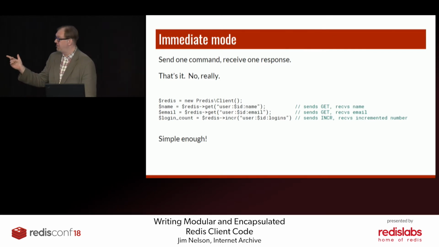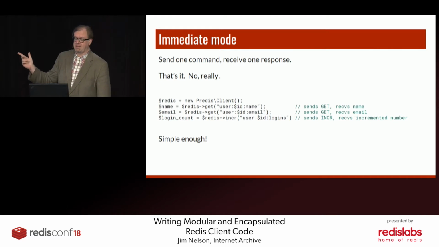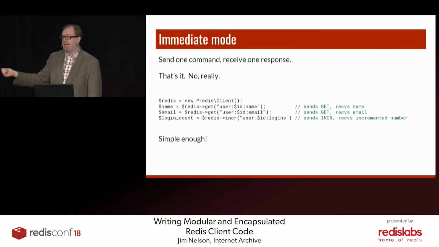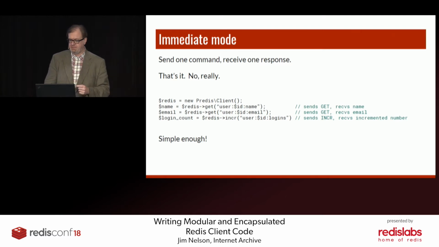So here you see some PHP code where we instantiate a client object. We do a GET, and we get back the name. We do another GET, we get back the user's email. We do an increment, and we get back the login count. That's it. All three of those represent round trips to the server, however.